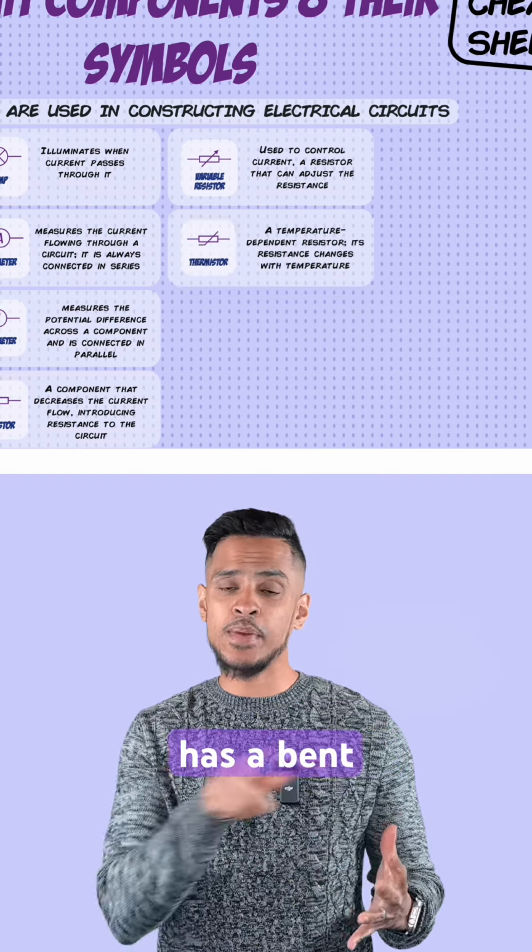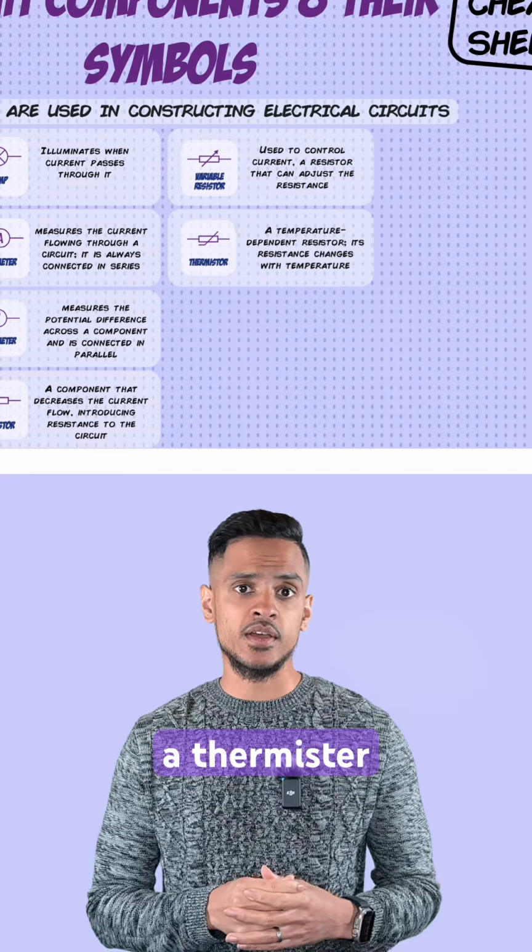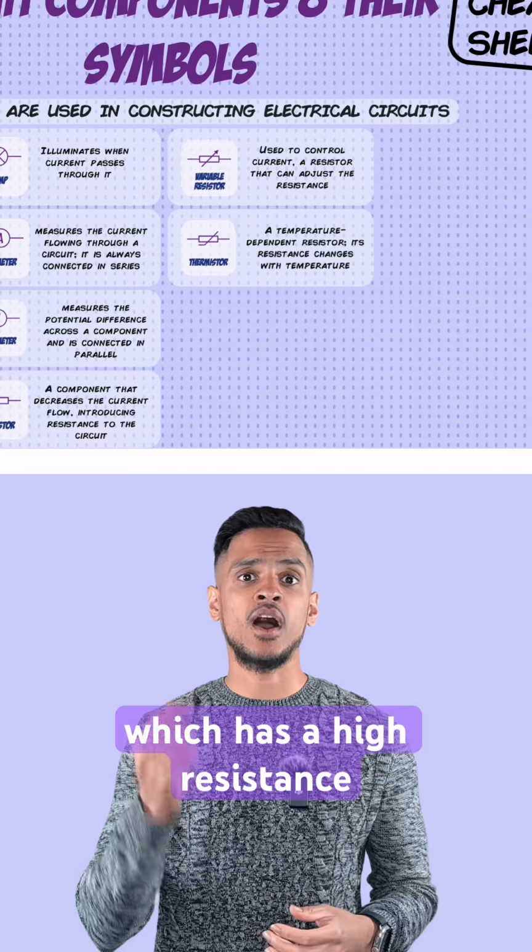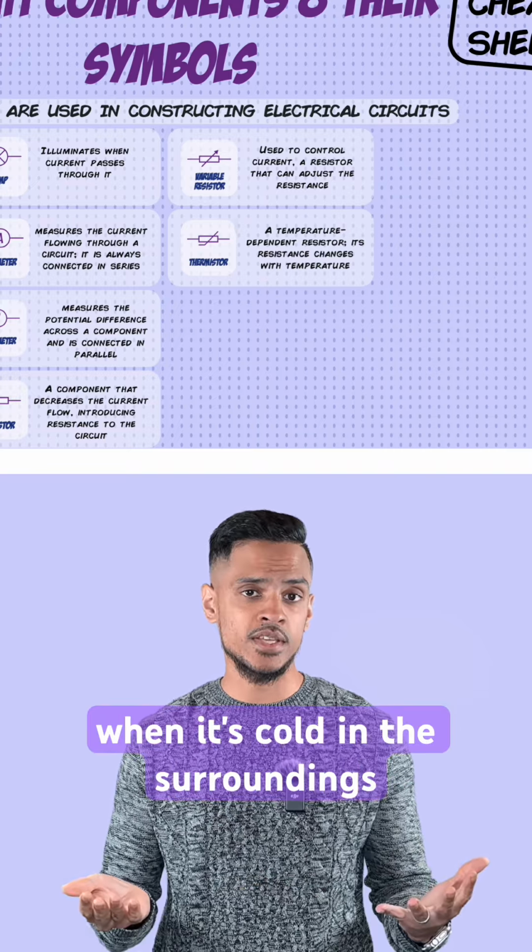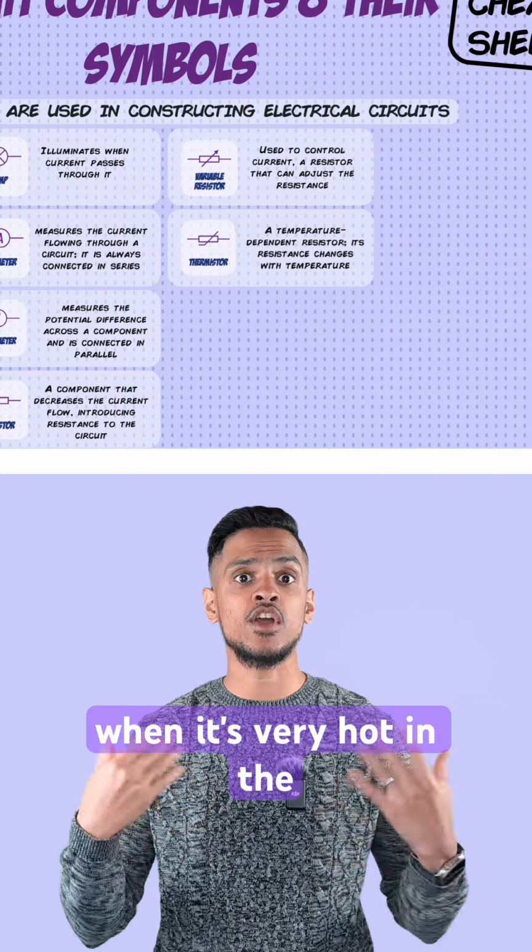If the rectangle has a bent line going through it, that's called a thermistor, and that's basically a device which has a high resistance when it's cold in the surroundings, or a low resistance when it's very hot in the surroundings.